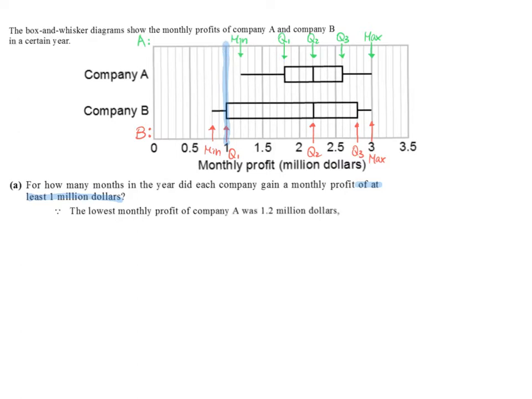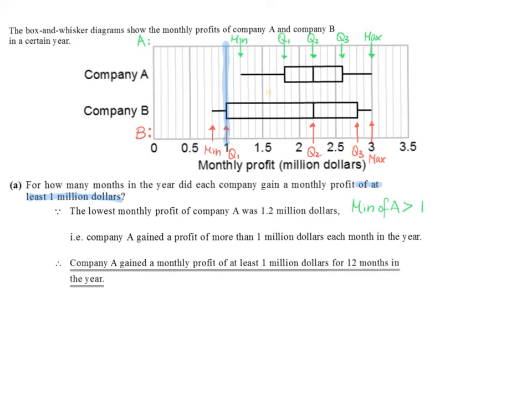Now let's look at company A. The minimum is right here. It's $1.2 million. But because even the minimum is already higher than the $1 million, the entire thing is greater than 1, and therefore company A gained a monthly profit of at least $1 million for actually all 12 months of the year.